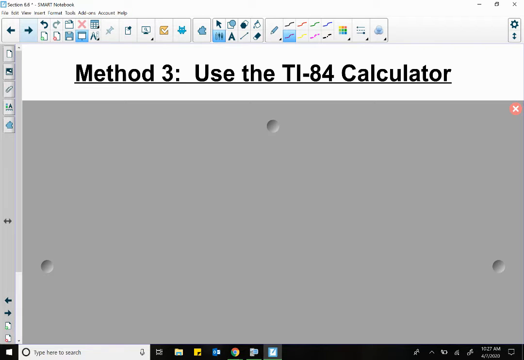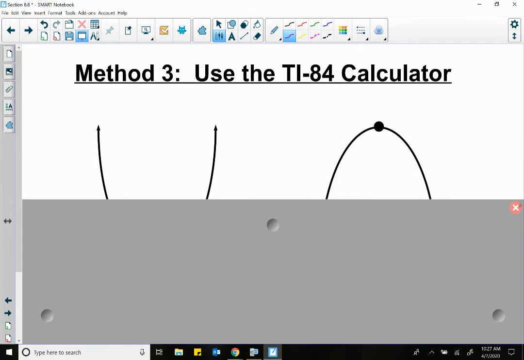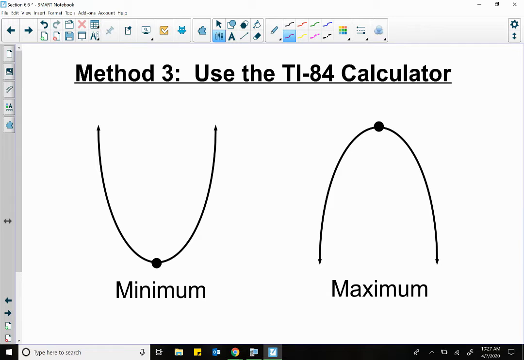Last but not least, let's talk about how your calculator can help you. So in the notes, I've given you how to punch stuff into the calculator. So just use those. But the big thing that you need to know is that when we're using the calculator and dealing with this, you have to know whether you have a minimum or a maximum. That's going to be super important.